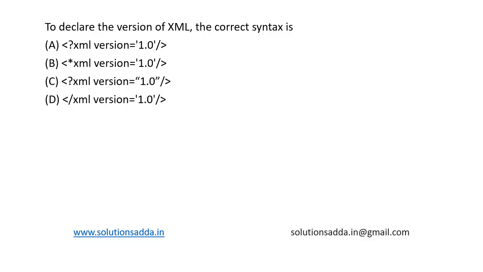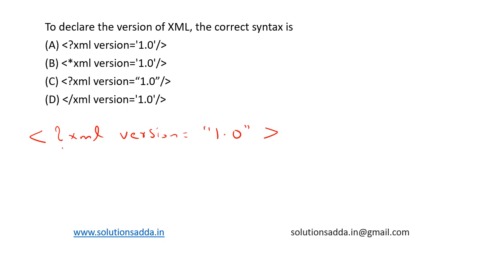This is a question from web technology. To declare the version of XML, the correct syntax is, and four options are given. The correct syntax to declare the version of XML is this: <?xml version="1.0"?>. This is called XML prologue.